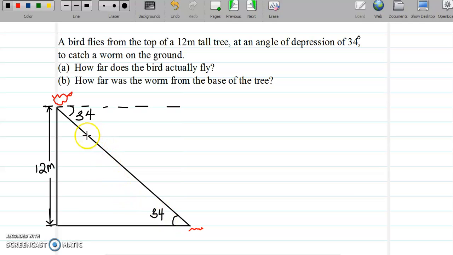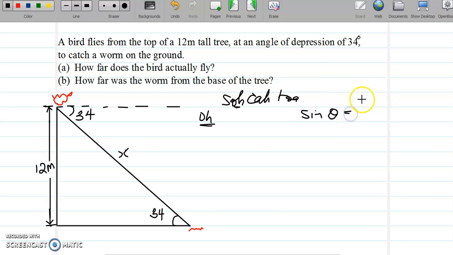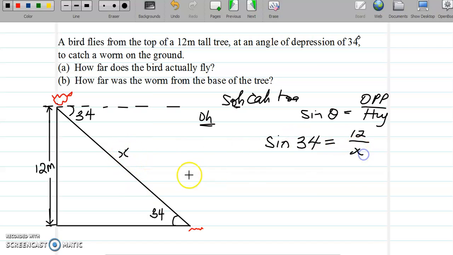Okay, now for us to solve this, we said how far does the bird actually fly. So the bird flies from the tree down here, so we are looking for this side. Then I have to bring out my circle tool so that I will be able to solve that. This is opposite, and this is what? Hypotenuse. So opposite, hypotenuse gives me sine, and that means that sine theta simply means what? Opposite over hypotenuse. So opposite to the angle is 12, theta is 34. We have sine 34 is equal to opposite, which is 12, over the hypotenuse, which is x, because we are looking for the hypotenuse.